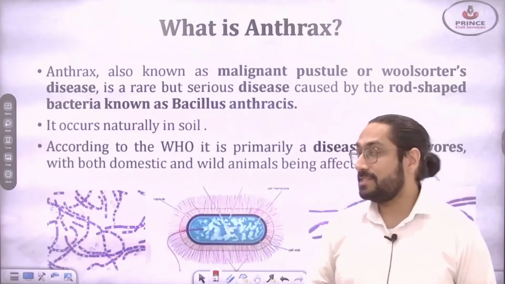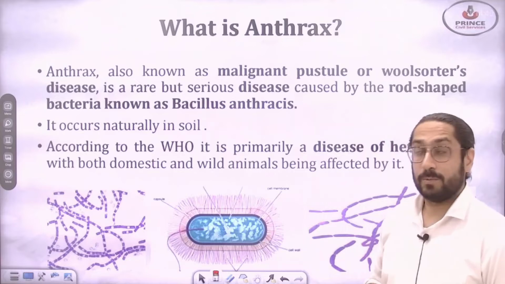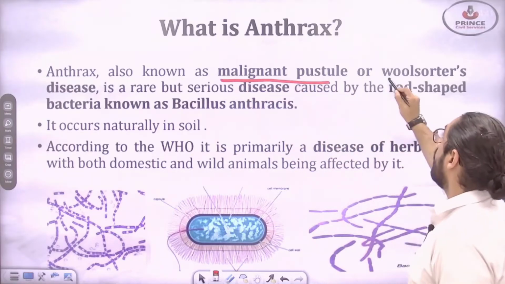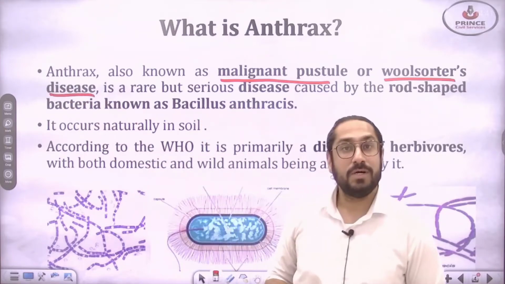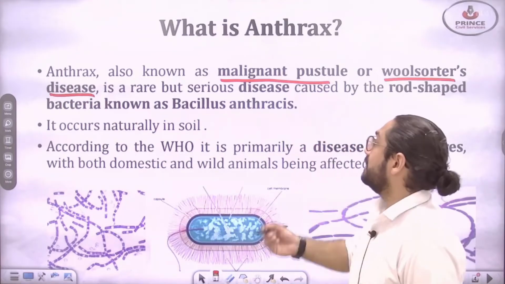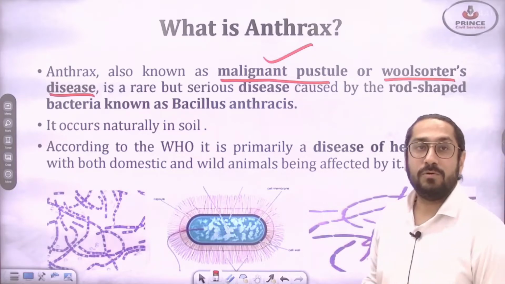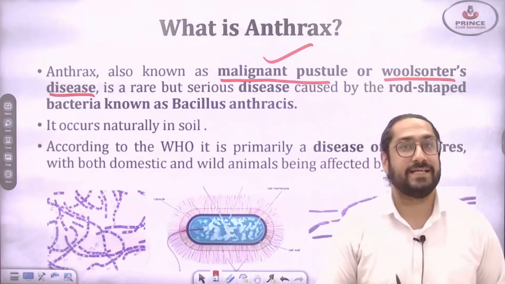So let's look at what is anthrax. Anthrax is also known as malignant pustule or wool sorter's disease. This is important. You should also know the other name. So anthrax is also known as malignant pustule or wool sorter's disease. It is a rare but very serious disease.